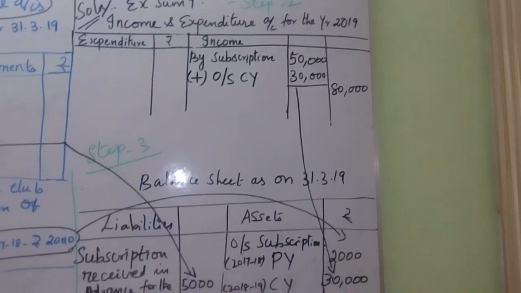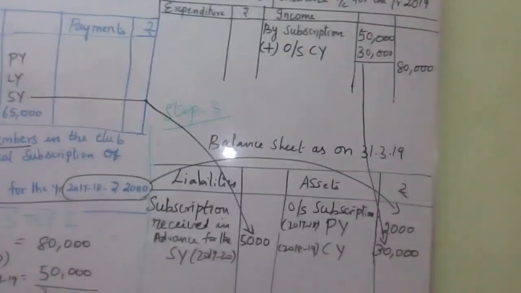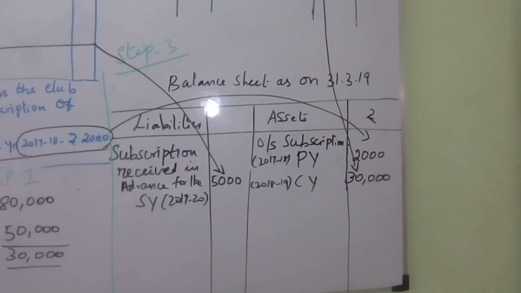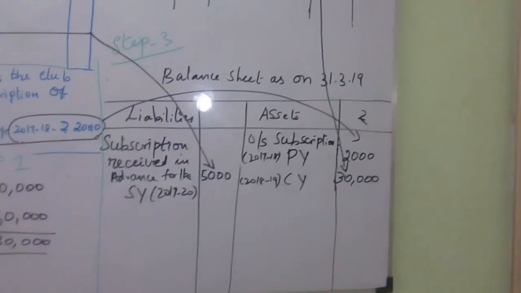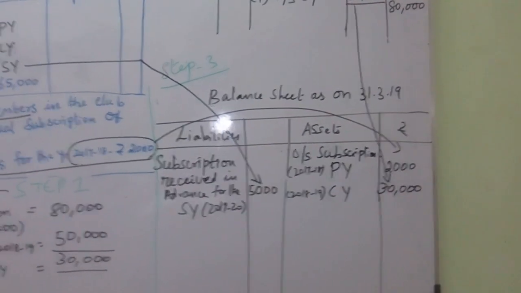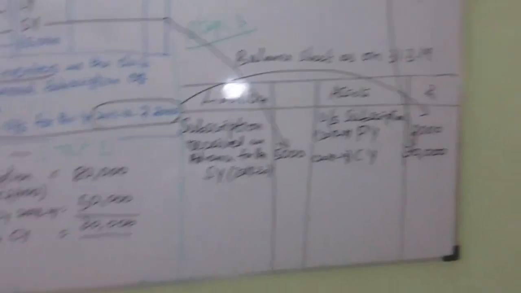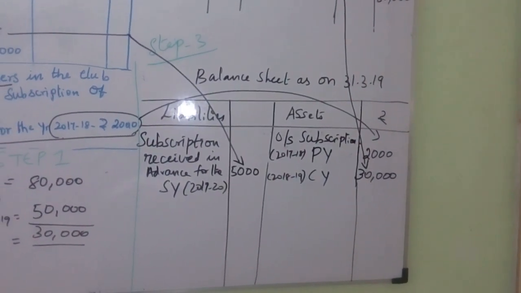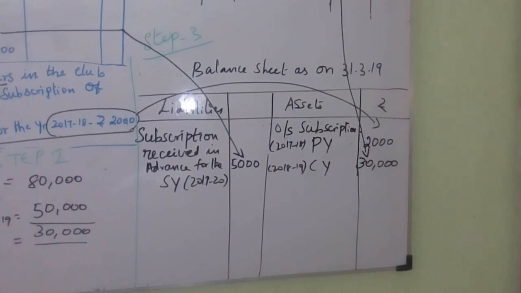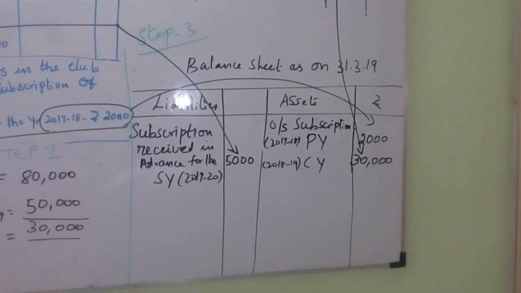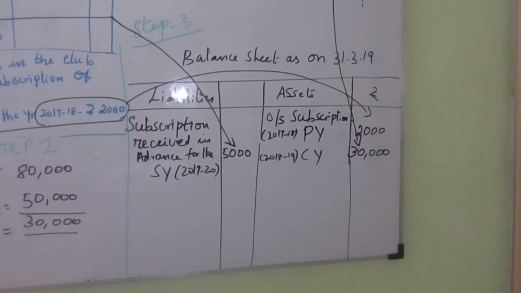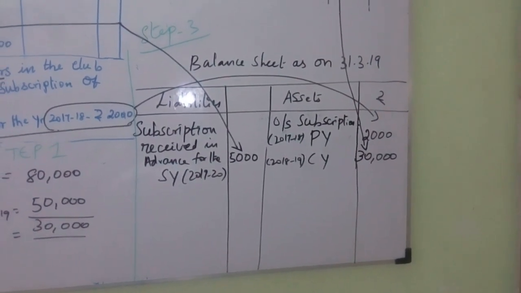And now step 3 is to prepare the balance sheet, because they have asked you to prepare how the item will appear in the final accounts. So we are preparing even the balance sheet. So liability side and asset side. Asset side is outstanding subscription for the previous year and current year. Already I have given this format, what should come in the asset side and which will appear in the liability side. So outstanding subscription for the previous year is 2,000.